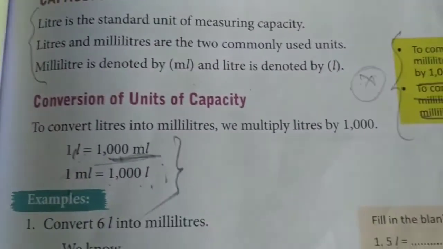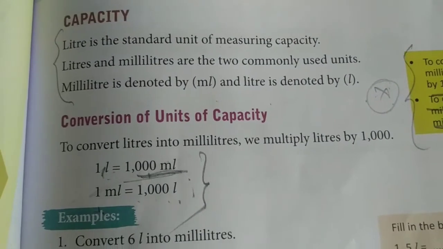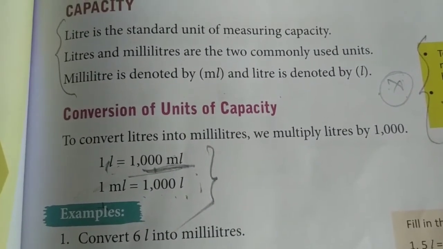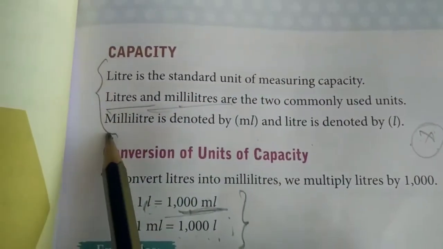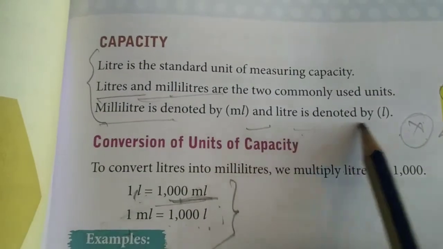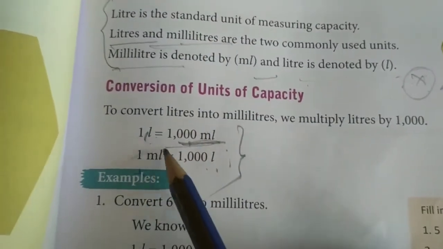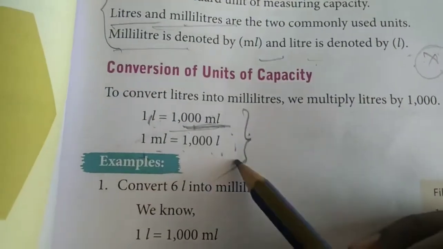Next, our next lesson is lesson 5, capacity. Here also there are important terms. Liter is the standard unit of measuring capacity. Liter and milliliter are the two commonly used units. Milliliter is denoted by ml, liter is denoted by L. Okay, conversion of units of capacity. 1 liter is equal to 1000 milliliter. 1 milliliter is equal to 1/1000 liter.